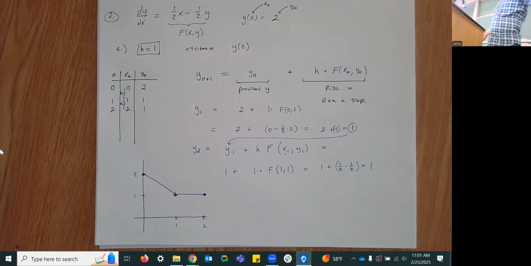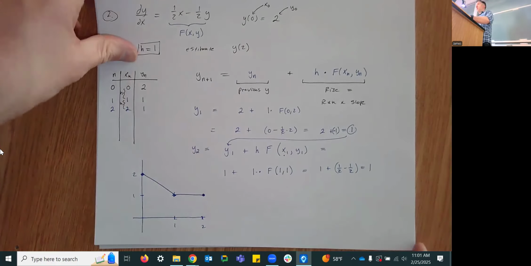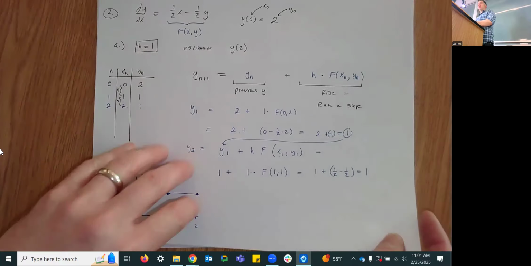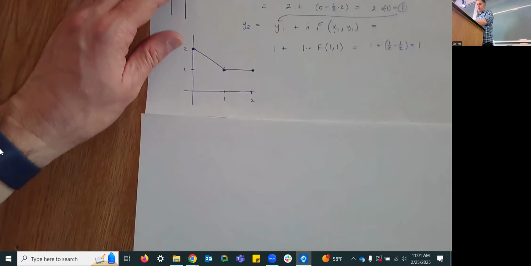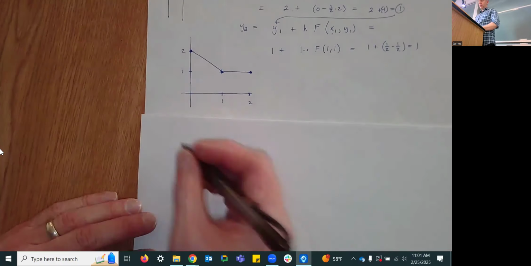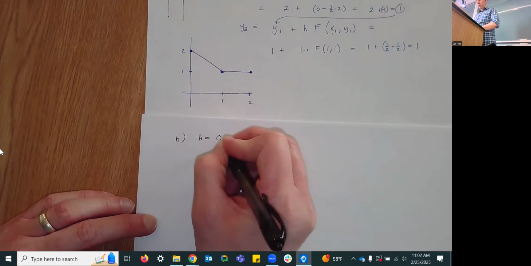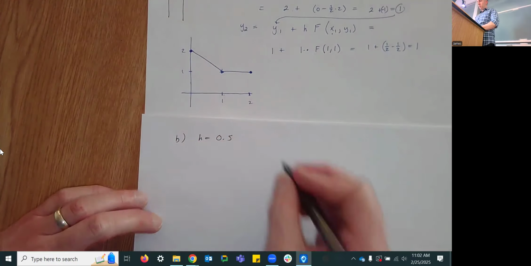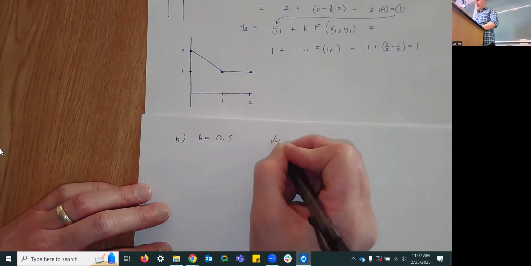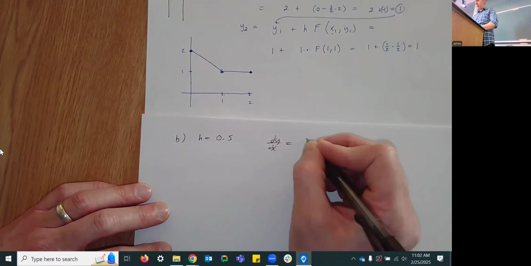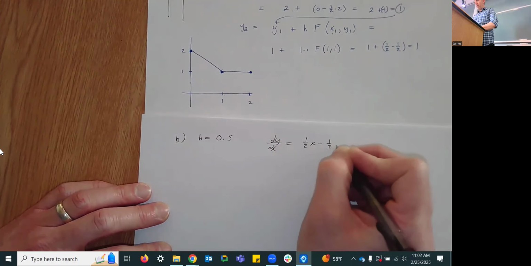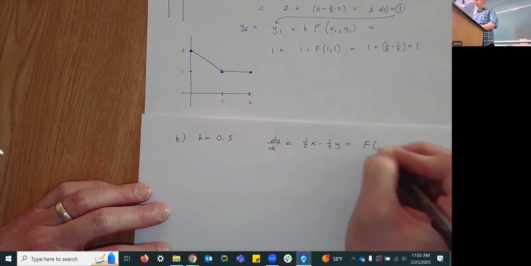All right, let's do it again, but let's make it so that h is now 1/2. The same problem, but now h is 1/2 instead of equal to 1. Do I have enough room? No, I do not. Let's do it down here. So now h is equal to 0.5. And just so we have it here, we still have dy/dx equal to 1/2 x minus 1/2 y, which we are calling f of x.